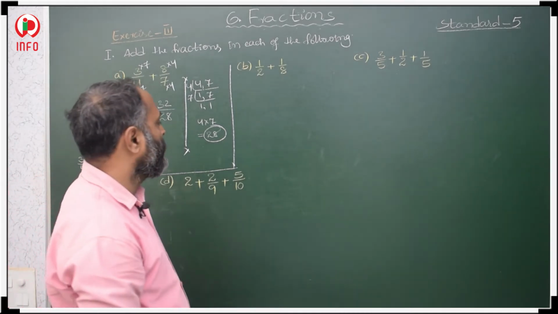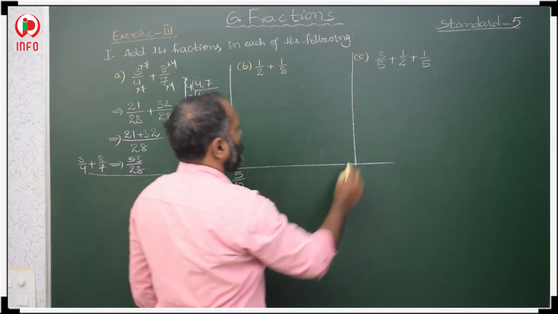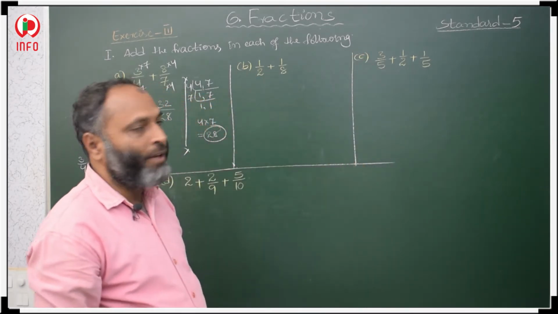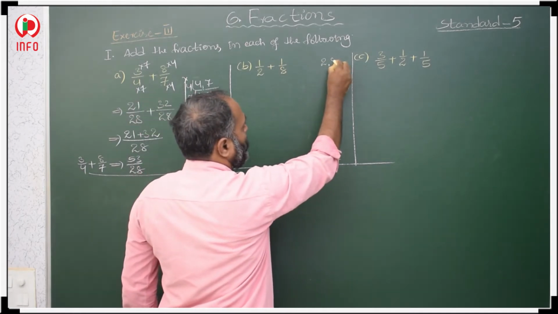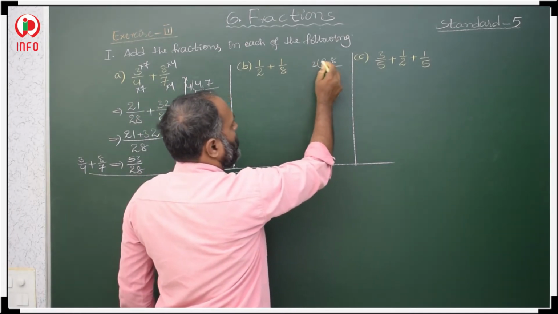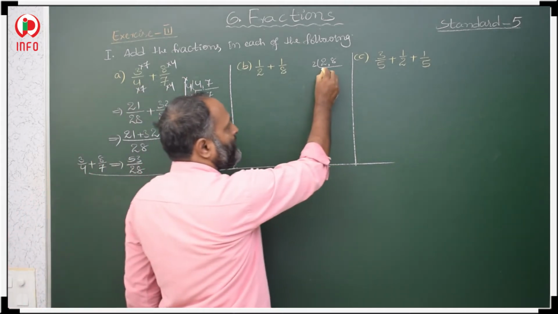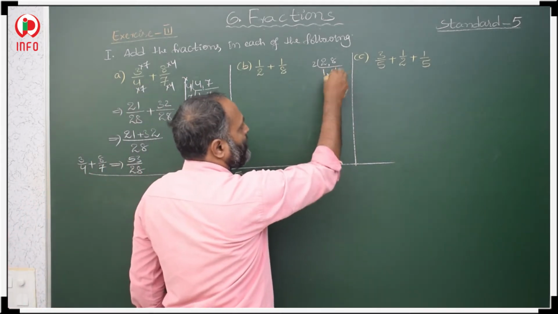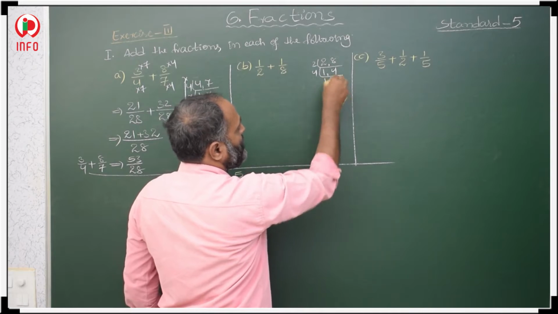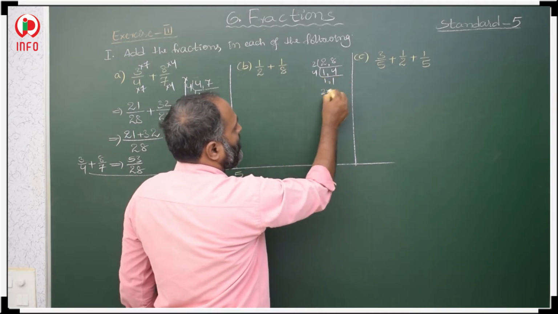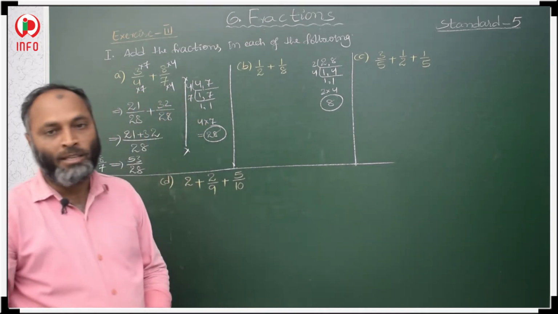Next. Here, unlike fractions, again we have to take the LCM. 2 and 8 LCM. These two are even numbers, so divisible by 2. 2 ones are 2, 2 fours are 8. Then after that we take 4. 1 as it is, 4 ones are 4. Now we multiply. 2 fours are 8. 8 is your LCM.